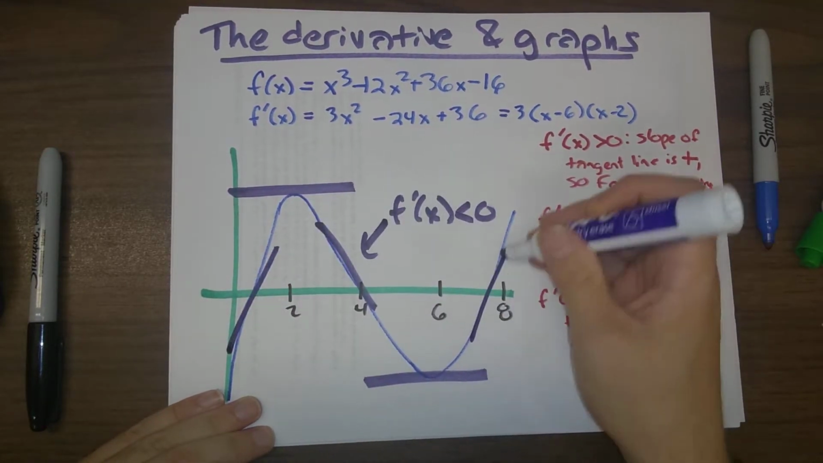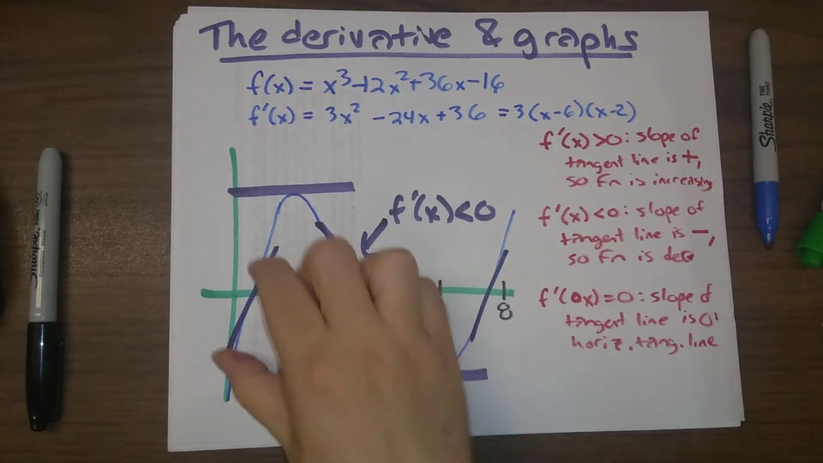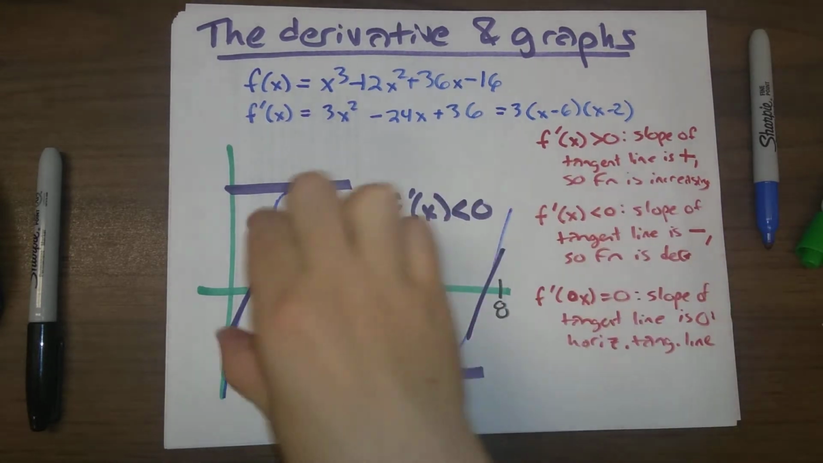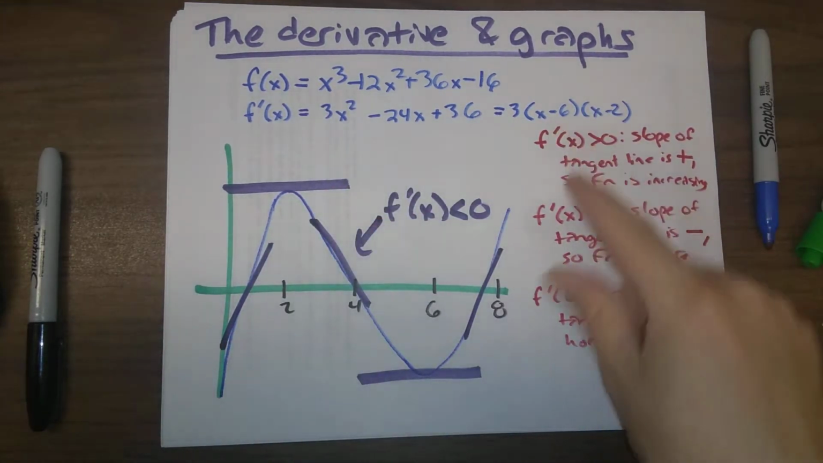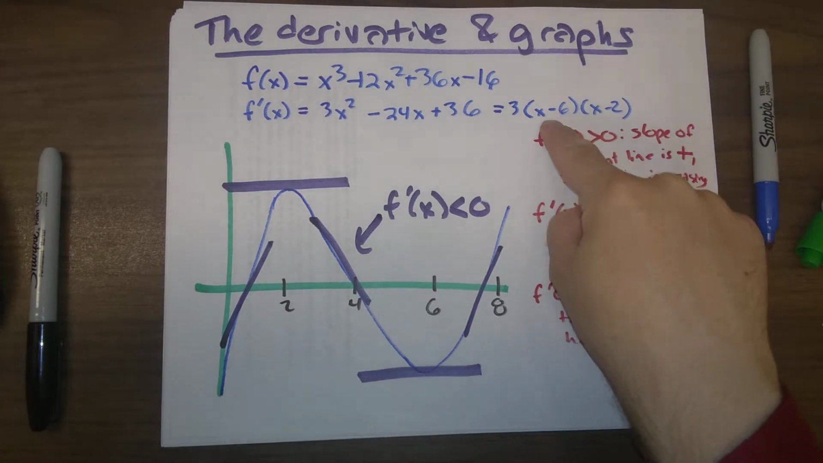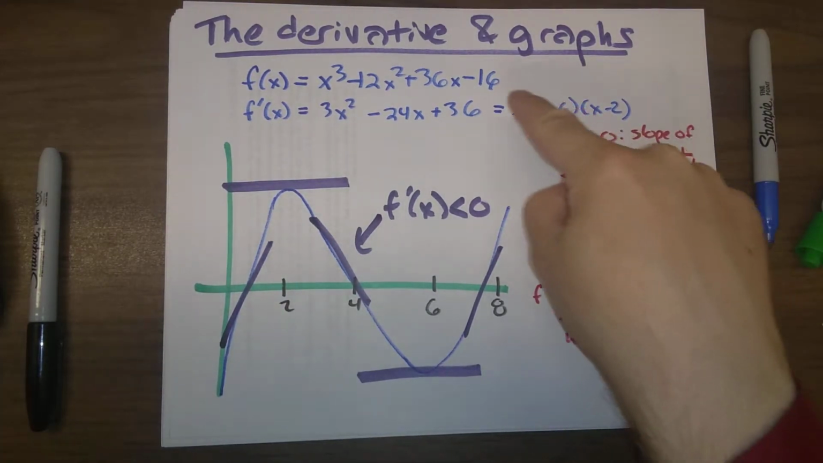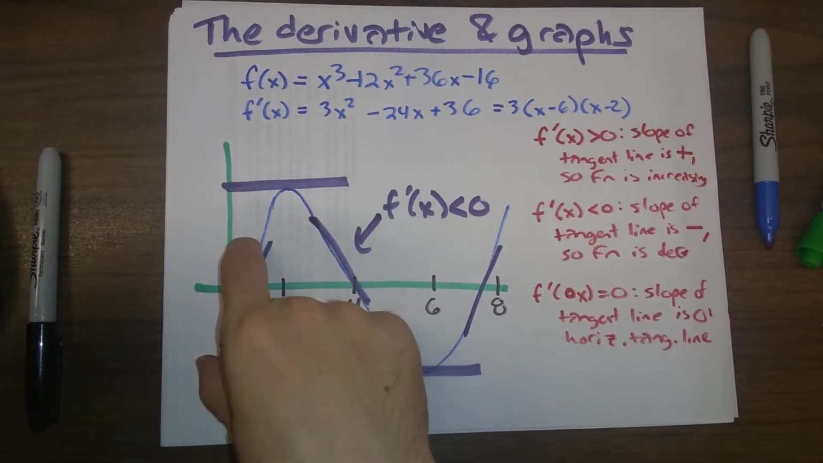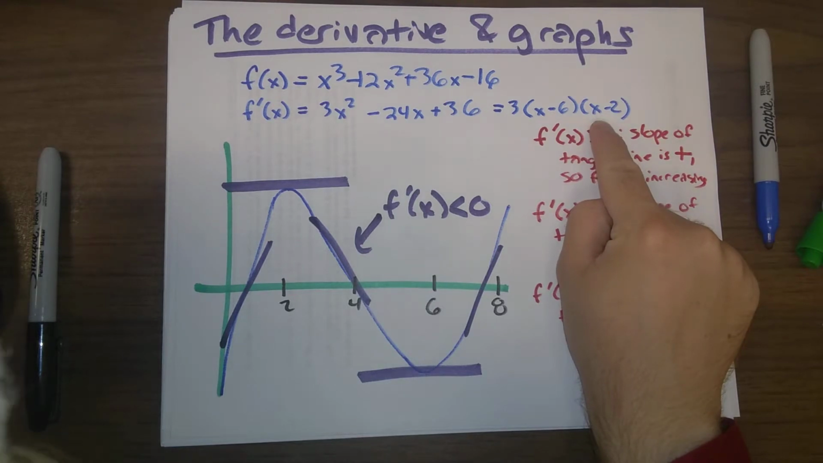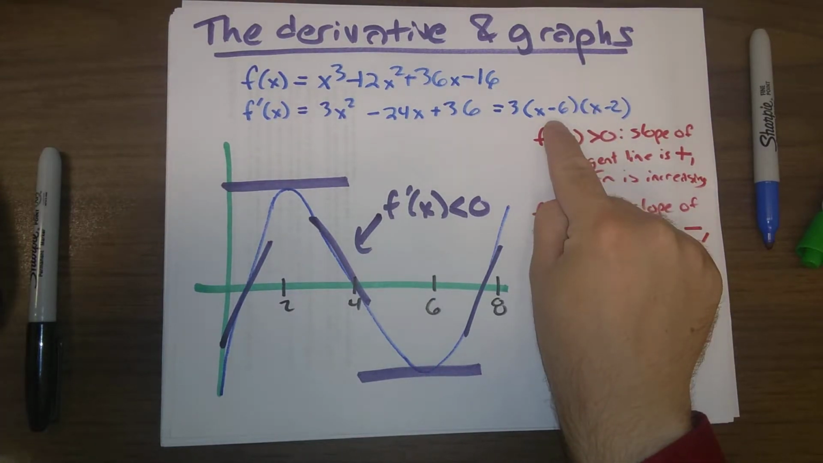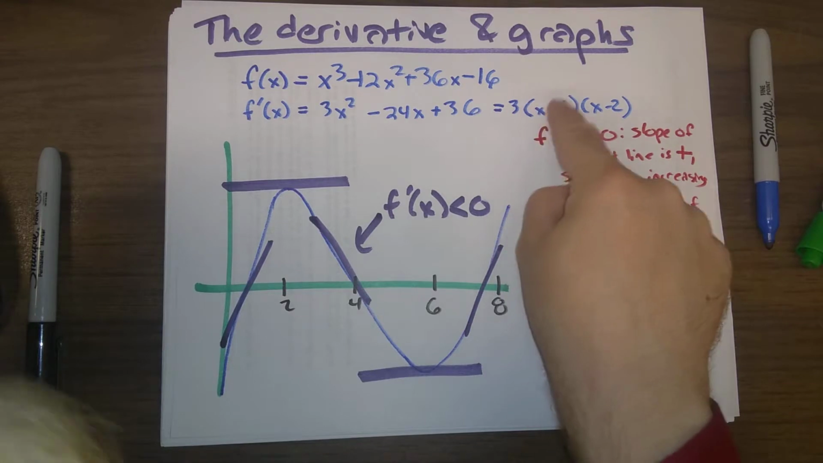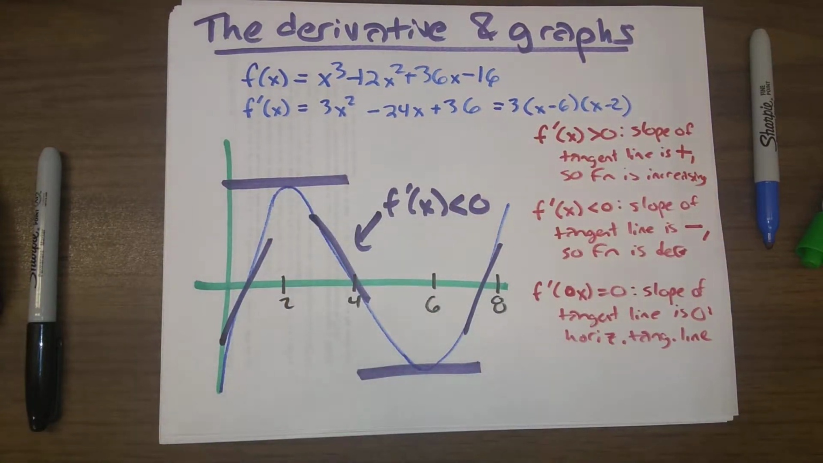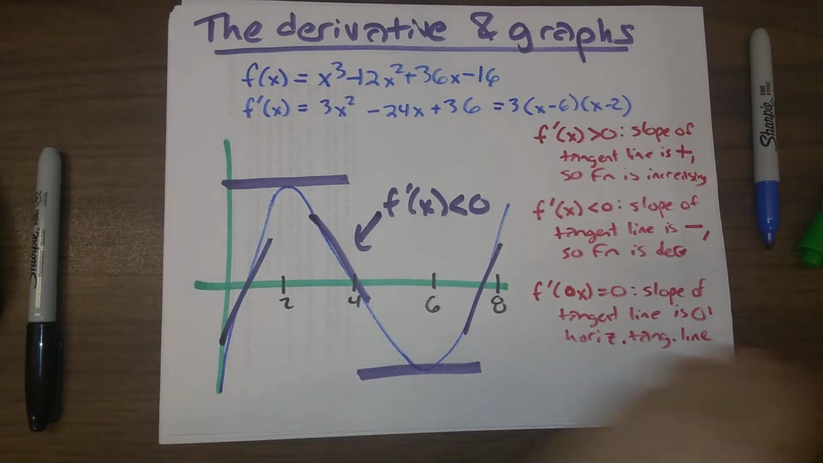Over here and over here, our function is increasing. The slopes of the tangent line are positive. We can see that if x is bigger than 6, x minus 6 is positive, x minus 2 is positive, 3 is positive, three positives make it positive. If x is less than 2, x minus 2 is negative, x minus 6 is negative, positive times negative times negative is positive. So here's a graph of what our function looks like.